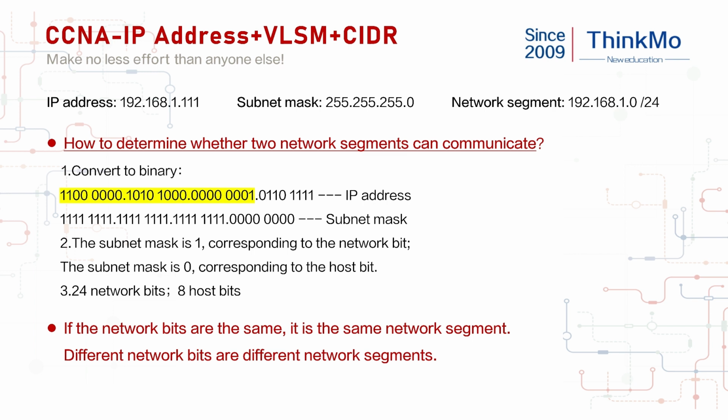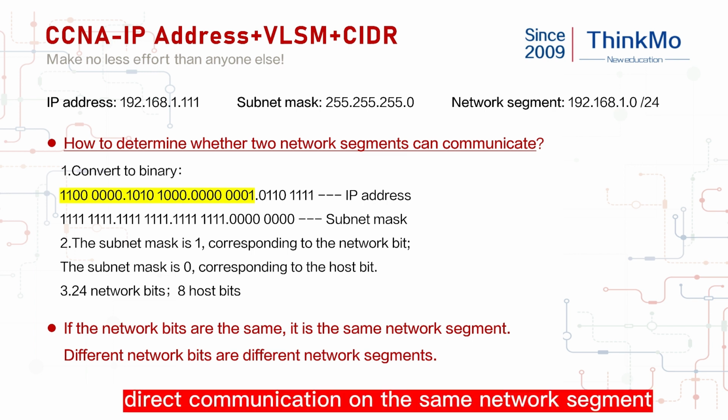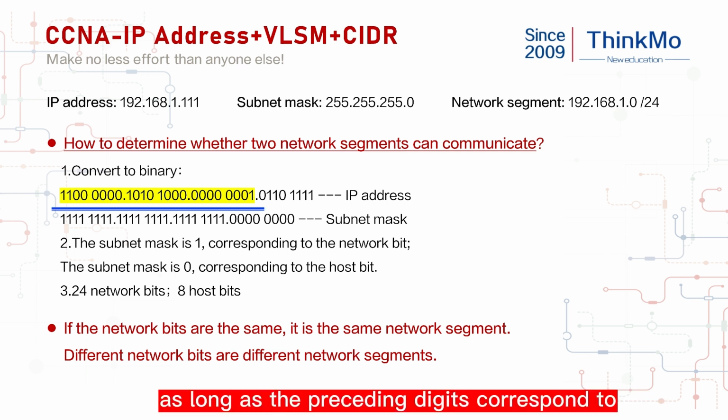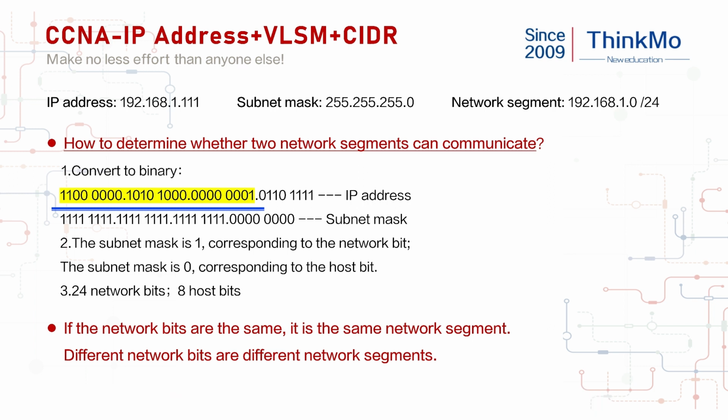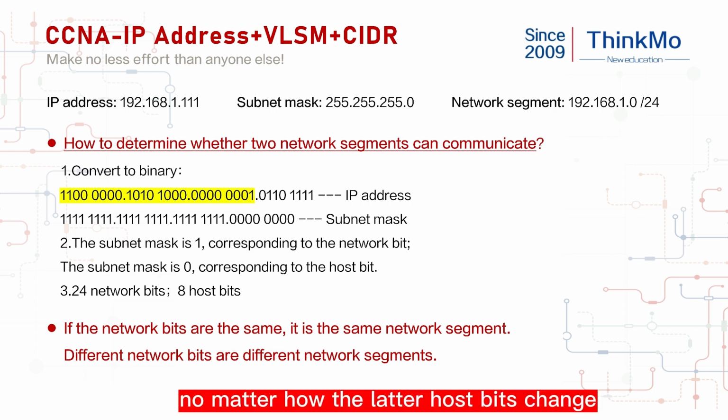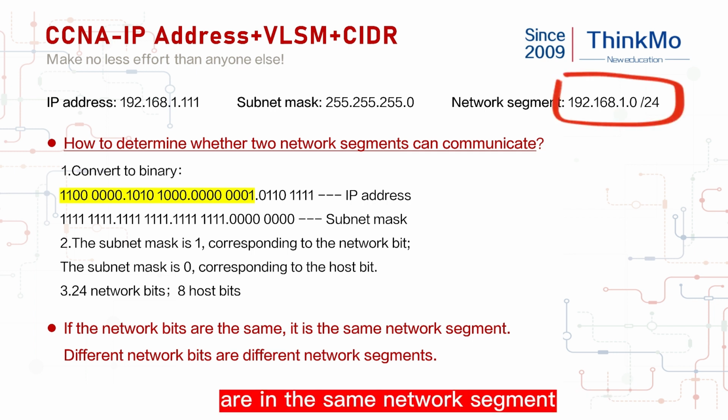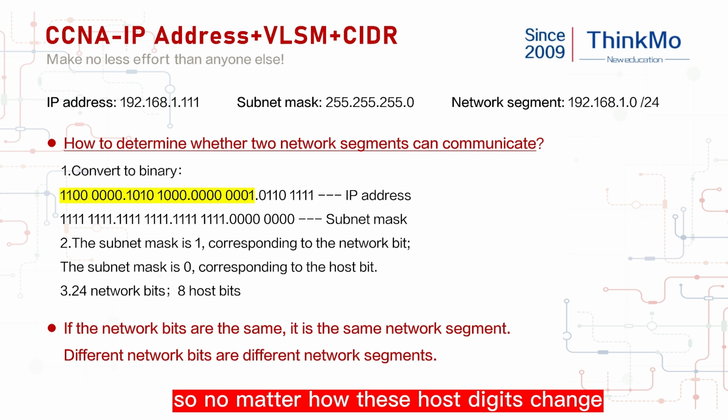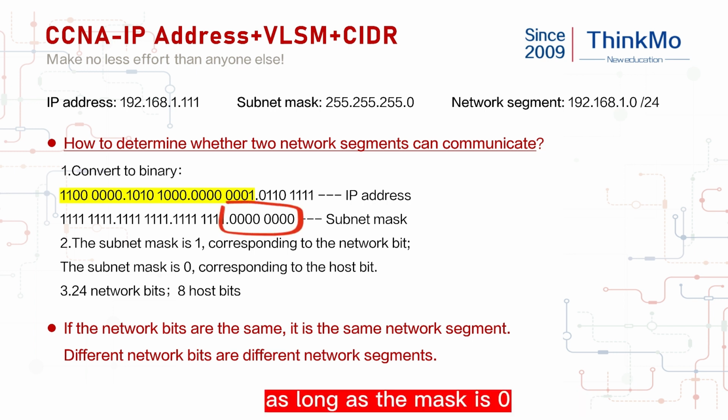Then what we say: direct communication on the same network segment. Different network segments cannot communicate directly. It means, when you convert an IP address to binary now, as long as the preceding digits correspond, no matter how the latter host bits change, both of them can communicate directly. That is, as long as the previous part is the same, they are in the same network segment. So no matter how these host digits change, as long as the mask is 0, they can communicate directly.